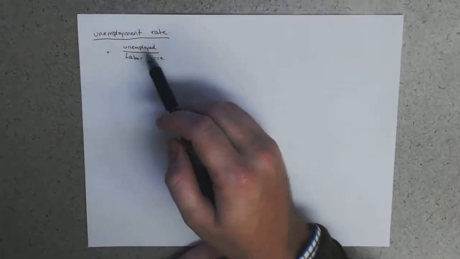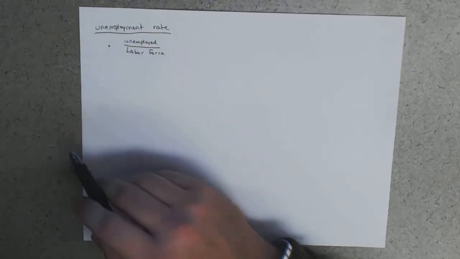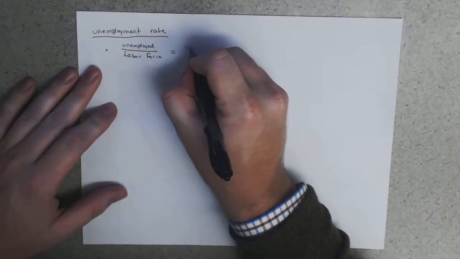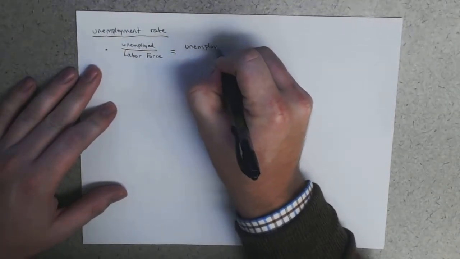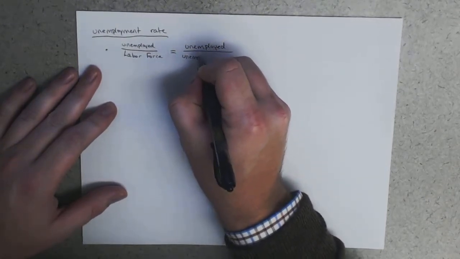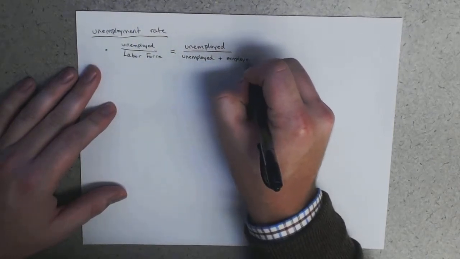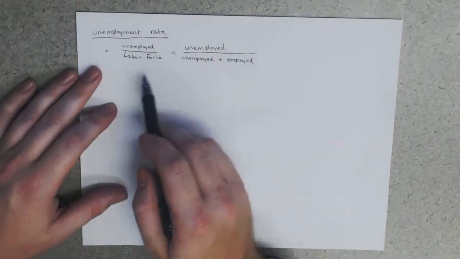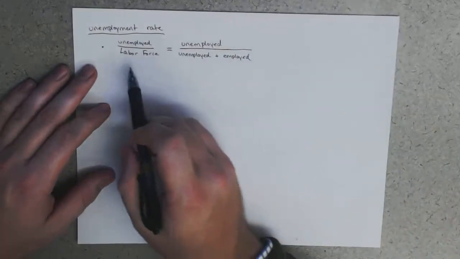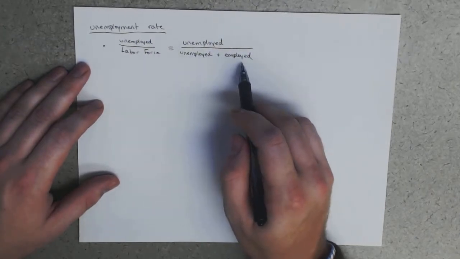So I've written down the equation for it. It's simply the number of unemployed people divided by the labor force. Now, it's probably more useful to think about it as the number of unemployed people divided by the number of unemployed people plus the number of employed people. Right, so I've just substituted in the equation for the labor force, or something equivalent to the labor force, in here. Okay, so it's the number of unemployed people divided by the number of unemployed people plus employed people.